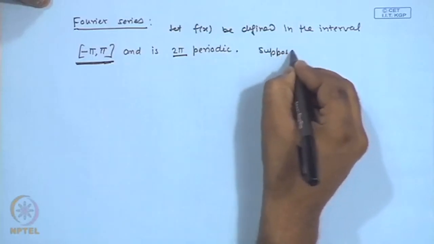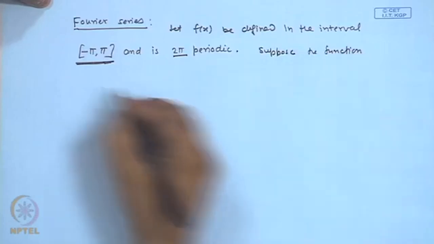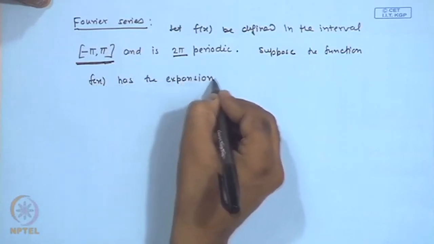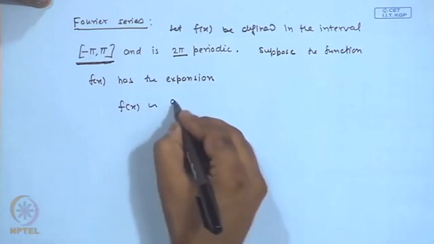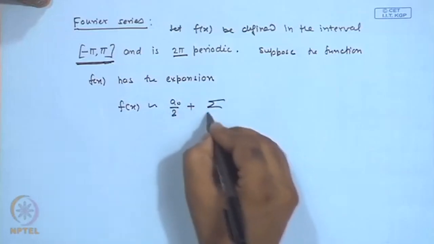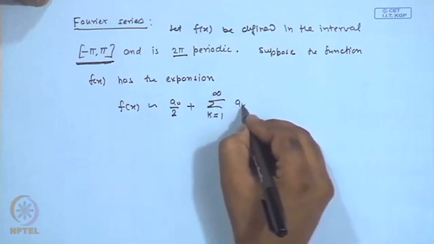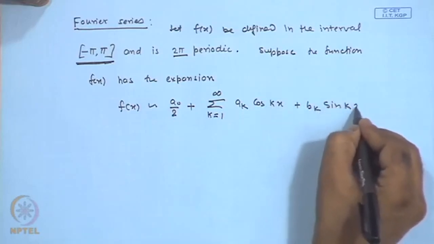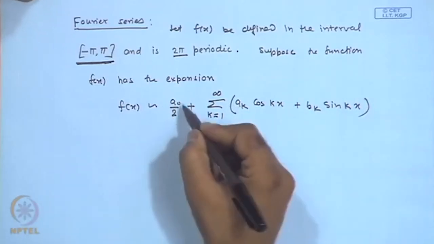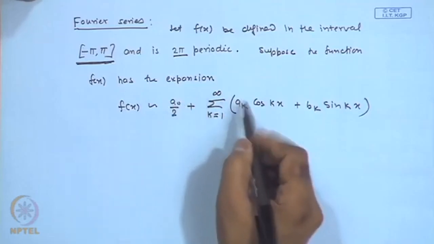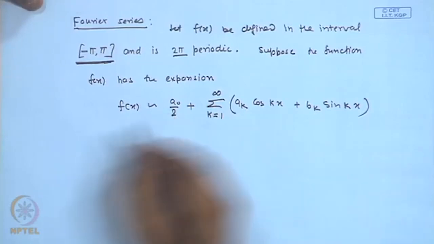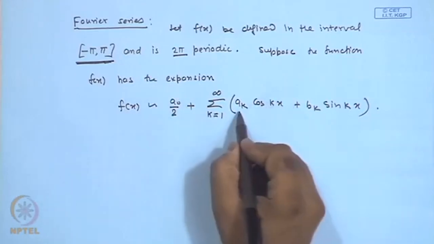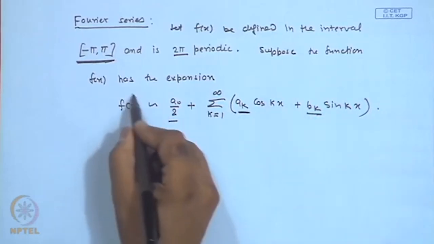So, now suppose the function f x has the expansion f x equals a naught by 2 plus the sum k from 1 to infinity of a k cos k x plus b k sin k x. We have taken this constant a naught by 2, instead of a naught, to have consistency with this a k. Later on we will see why we have introduced this factor 2 here. So now the problem is how to determine these coefficients for a given function f x.